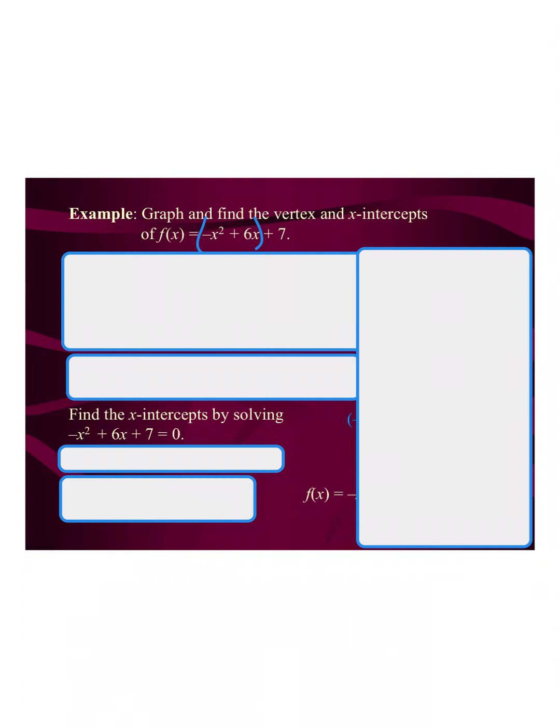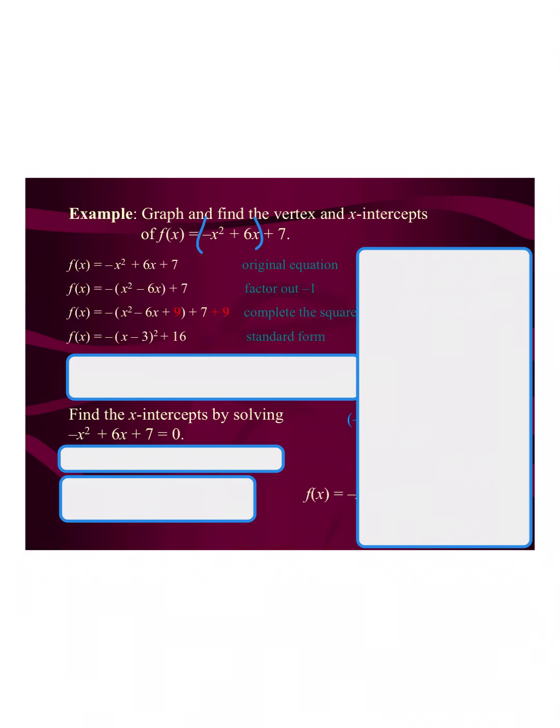So my first step then is going to be to take out a negative 1. And you can see that I've done that. So I took out that negative 1, which means I now have x squared minus 6x plus 7. And now I'm going to go ahead and complete the square. So I take half of negative 6, which was 3, or negative 3, and I square that to get a positive 9. But remember, this isn't really a positive 9. It's a 9 times a negative 1, so this is really a negative 9, which means to balance my equation out, I'm going to be adding 9 on the outside.